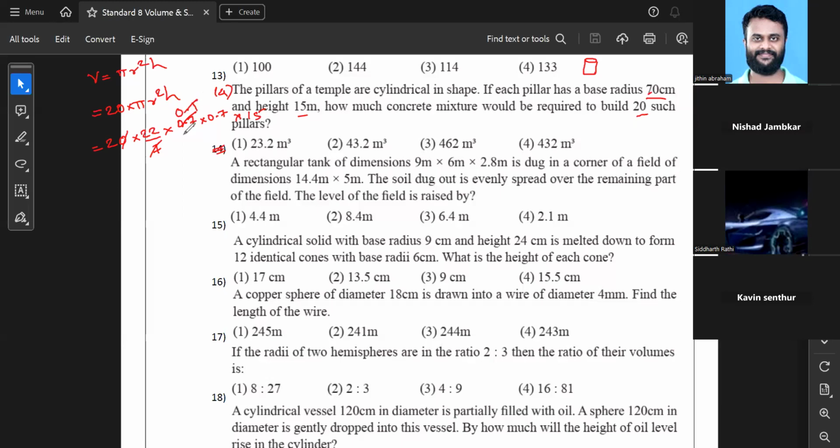So if the radius is a multiple of 7, then only we have to take 22 by 7. Else, if the radius is not, then we have to take 3.14. Not only radius, if radius or height or any number in the multiplication is capable of cancelling this denominator 7, then you go for 22 by 7. Otherwise, you can take 3.14.